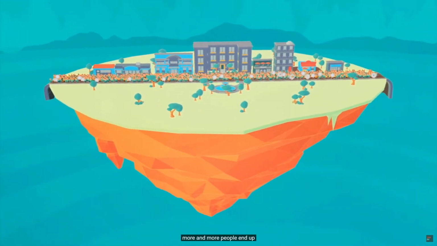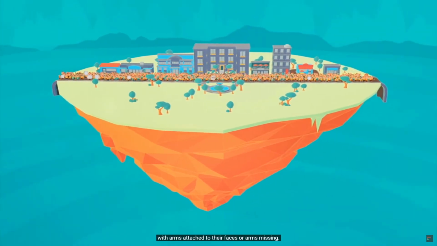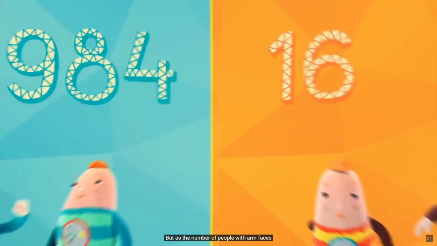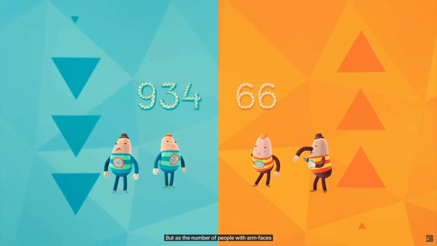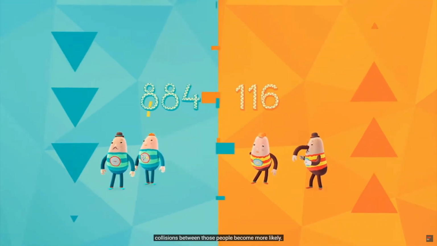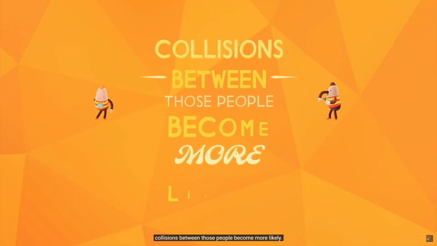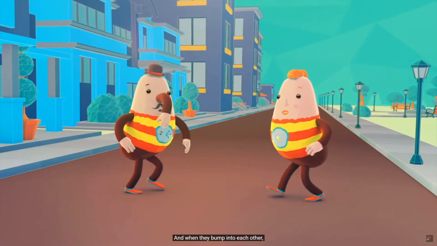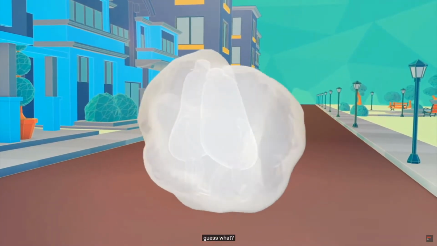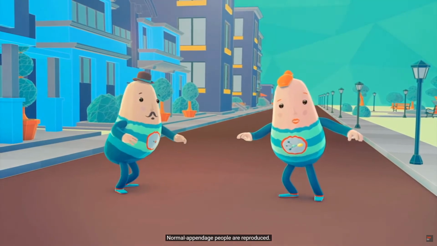And so at the beginning, more and more people end up with arms attached to their faces or arms missing. But as the number of people with arm faces and missing arms grows, collisions between those people become more likely. And when they bump into each other, guess what? Normal appendage people are reproduced.